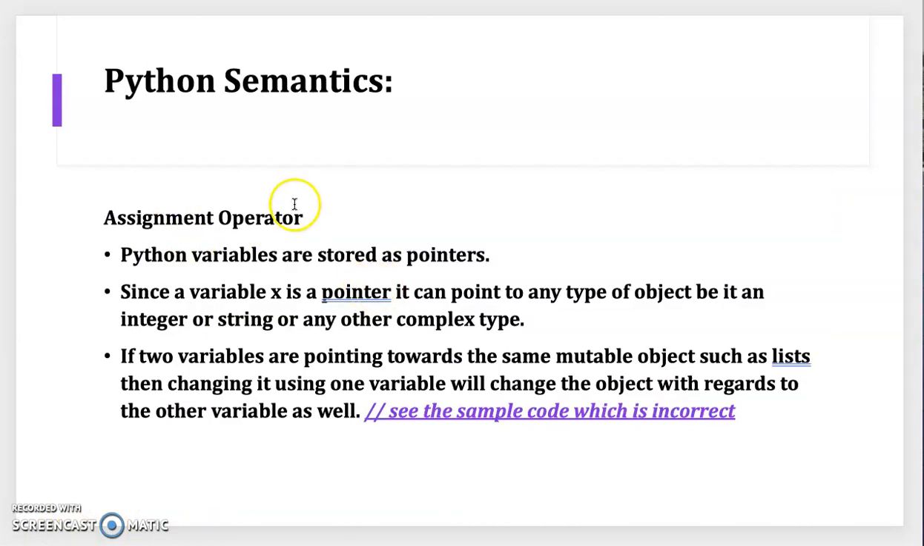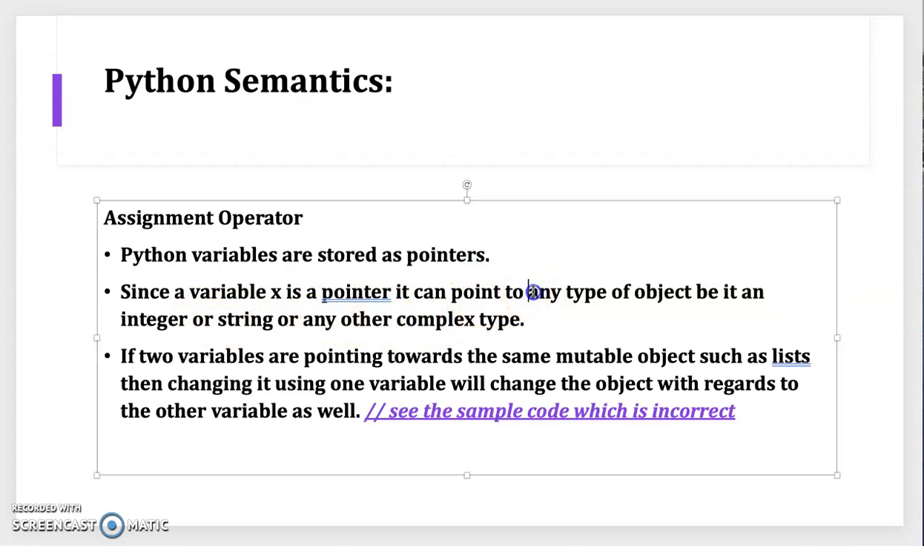About the Python semantics. Python variables are stored as a pointer. Since a variable x is a pointer, it can be pointed to any data type of object. It can be integer, can be string, or any other complex type from the data structure. If two variables are pointing toward the same mutable object, such as a list, then changing it using one variable will change the object with regard to the other variable as well.